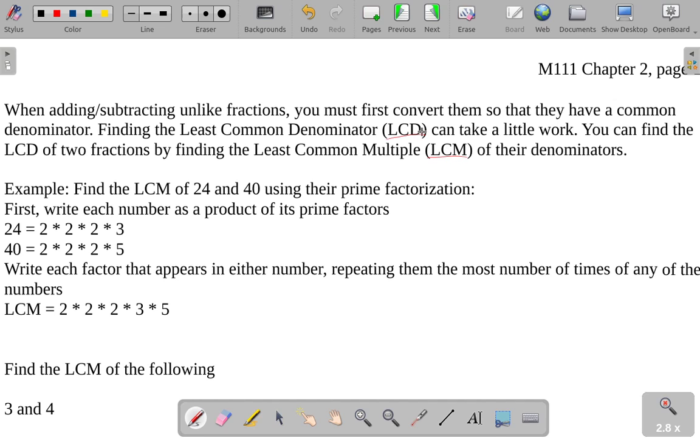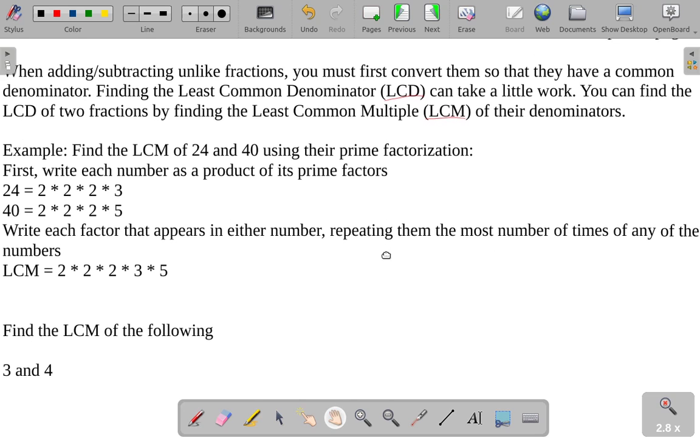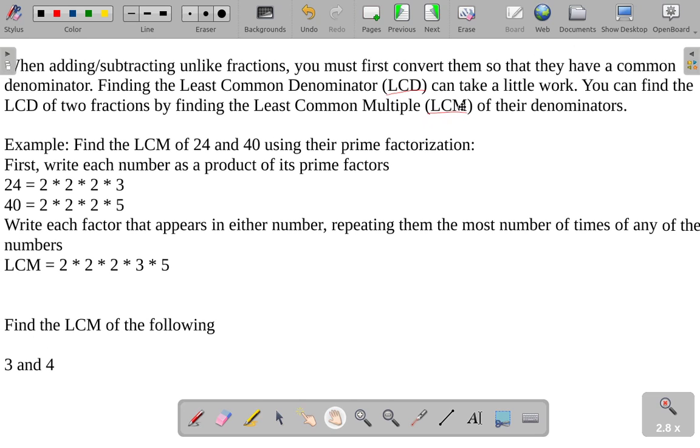LCM and LCD are kind of interchangeable for our purposes here, but multiple refers to the multiples of a number. The multiples of 2 are 2, 4, 6, 8, 10, and so on. The multiples of 3 would be 3, 6, 9, 12. So 6 is a common multiple, and 12 would be a common multiple between them. The least common multiple, though, would be 6. So the least common multiple of 2 and 3 is 6. This is where that language comes from.